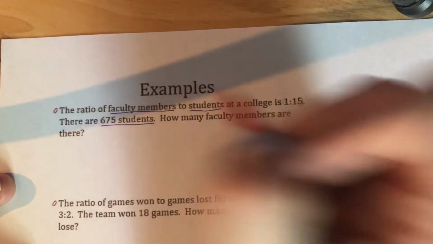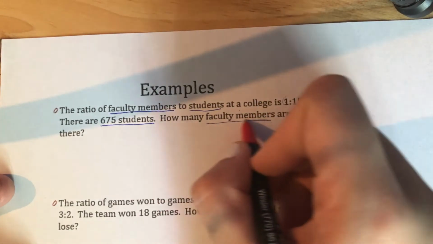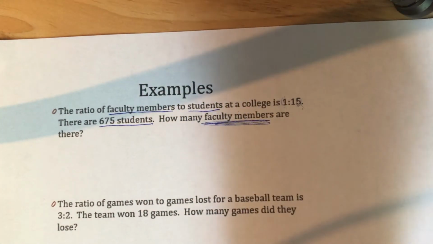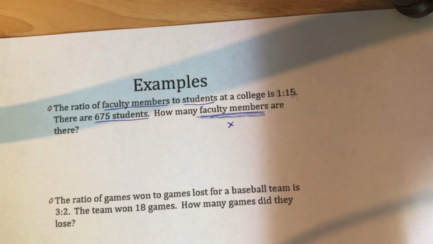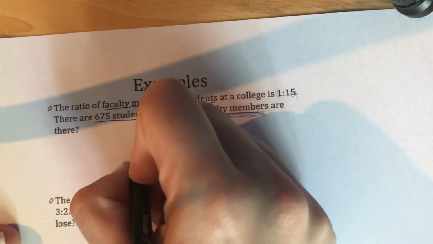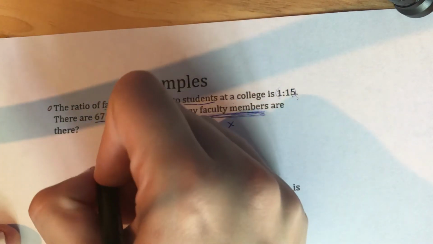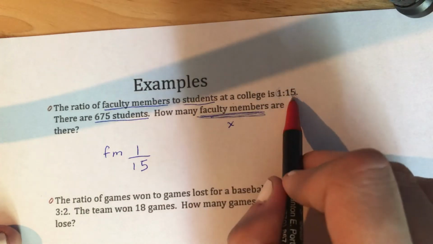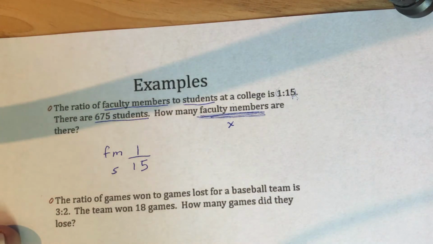And then we have 675 students. Okay, and it's asking how many faculty members. So this is going to be our variable, the faculty members. You can come up with some random variable if you want. I'm just going to call it X because math people like X for some reason. And then we're going to write our proportion as a fraction. I will write it as a fraction and then label it. I said the 1 went with faculty members, so I'm going to say FM. And then 15 went with students, so I'm going to write that as S, just so I'm keeping it straight.